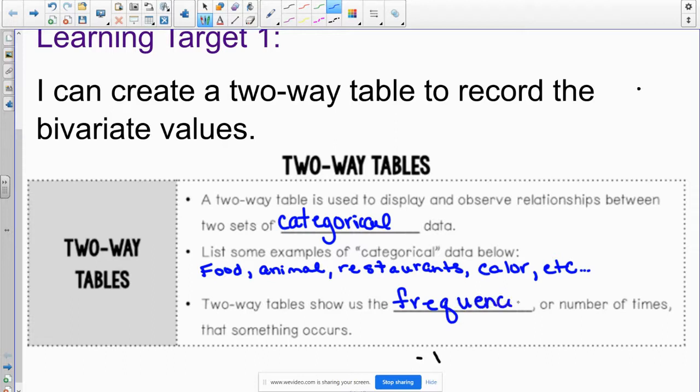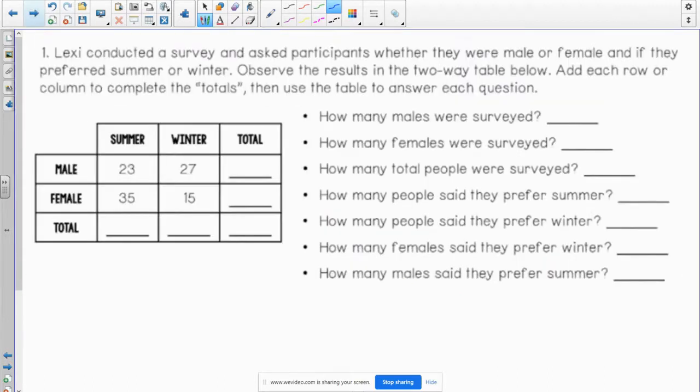If you think about if I survey this class and I ask what your favorite animal is between these three animals, then I would be able to make a table to show how frequently someone liked a pig. So we're going to do our first one here.